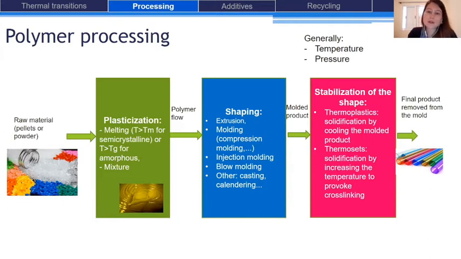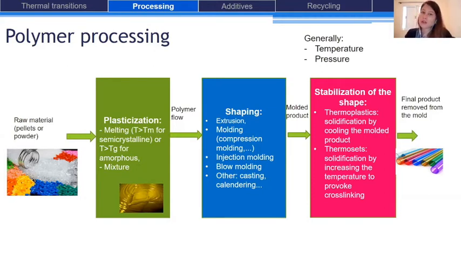So we have different techniques to give the shape to a molten polymer, like extrusion, molding, injection molding, blow molding, and others like casting, calendering, and so on. During this shaping step, the shape will be given to the final product. And in order to maintain this shape, we should have a stabilization step of the shape. Depending on the class of polymer we are working with, this will be possible using different strategies.